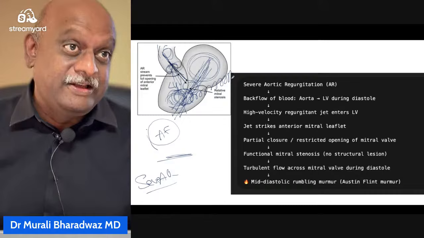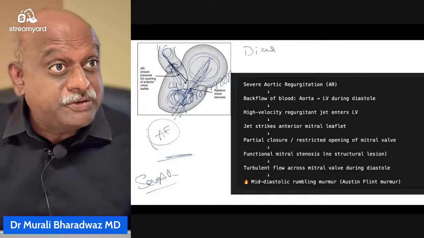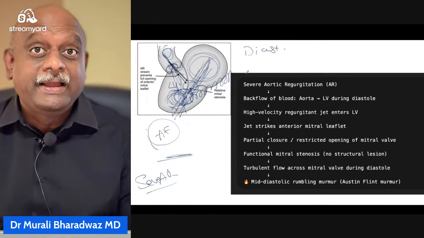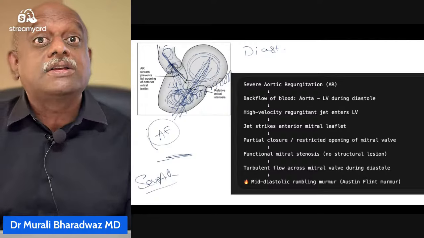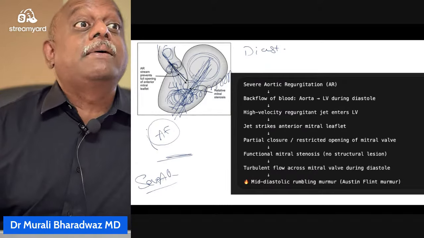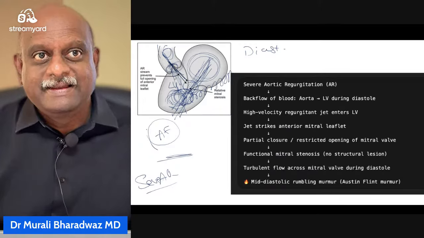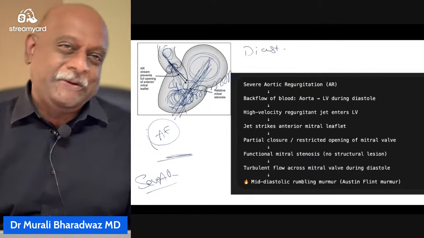So the examiner will ask a question. भाई आपको तो diastolic murmur सुनाई दे रहे हैं. How do you say it is Austin Flint? Why is it not the mid-diastolic murmur of MS? Then what will you tell? Oh, come on, sir.